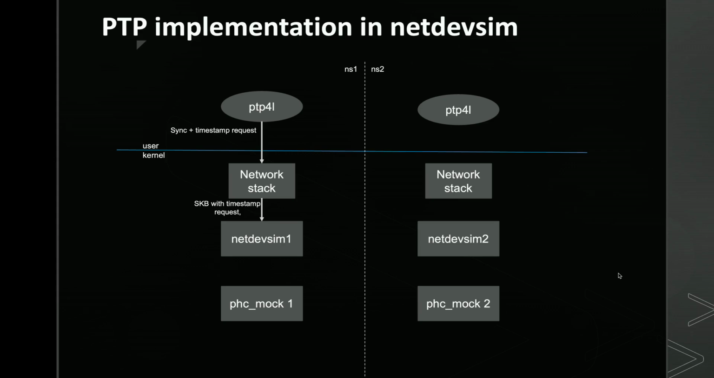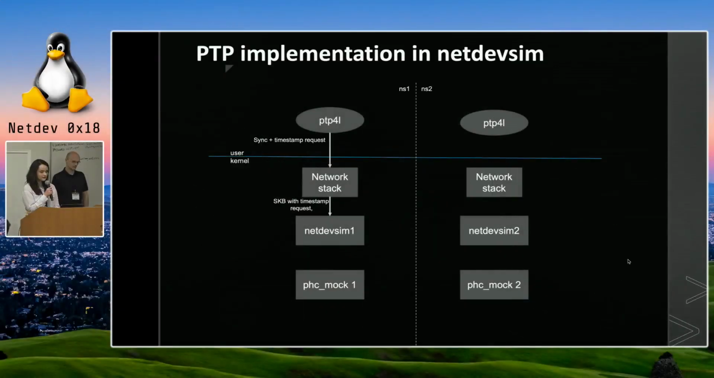When PTP4L is running, it opens a socket. It marks that we want to have a timestamp request. And from the driver perspective, we have the SKB. When we are processing the packet and we see that there is a timestamp request, we set the appropriate value in the SKB that Maciek showed in the previous presentation. And right now, it's time for getting the timestamp.